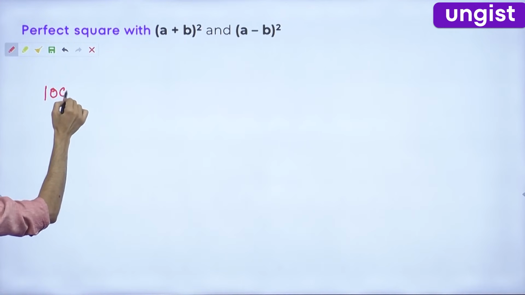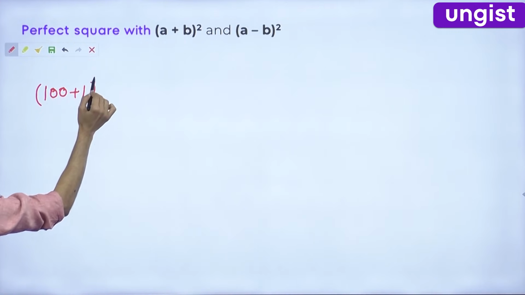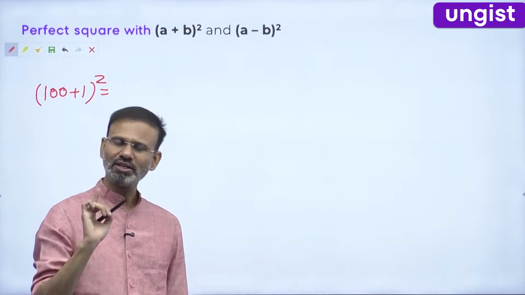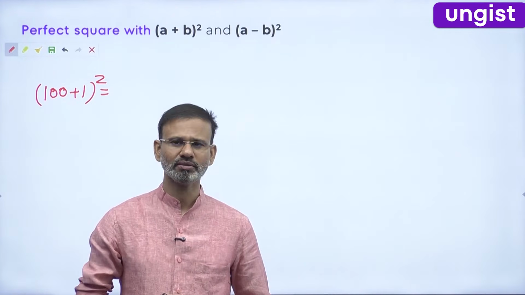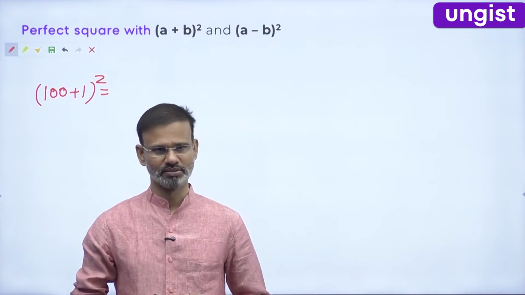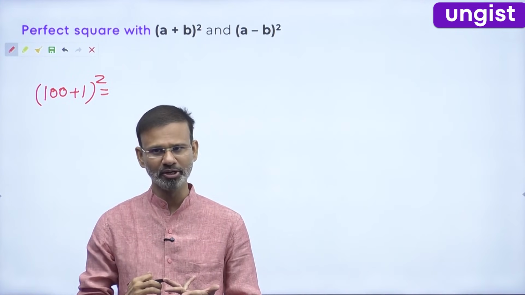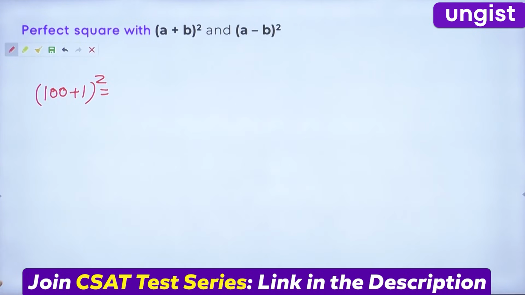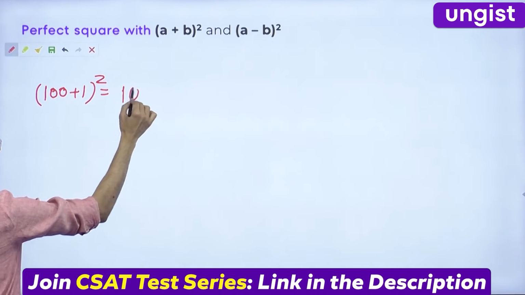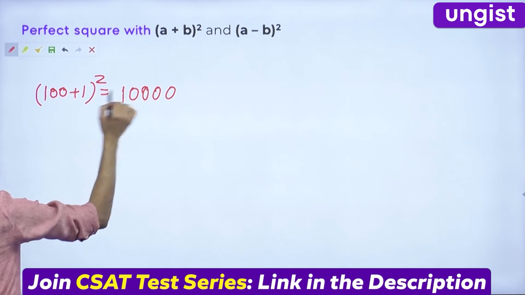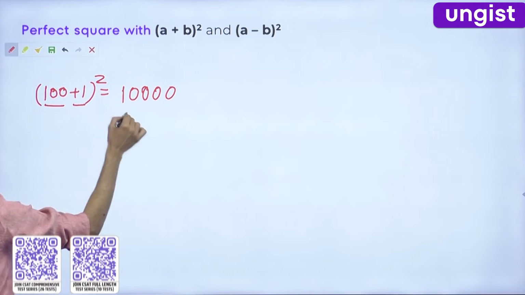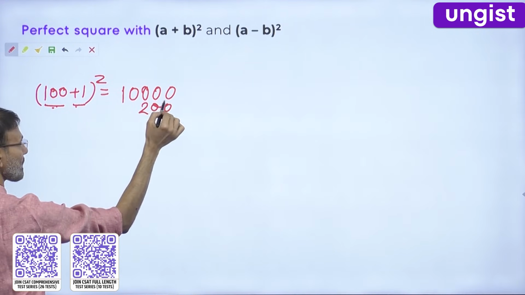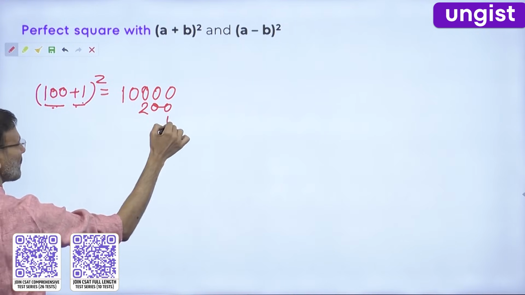If I do (100 plus 1) whole square, what is the value of (a plus b) whole square, everyone? a square plus b square plus 2ab. Everybody knows about it. So everyone, a square is what? 10,000. I'll do 2ab first. 2ab is 200. And b square is 1.